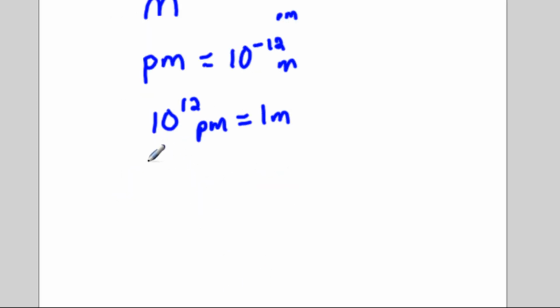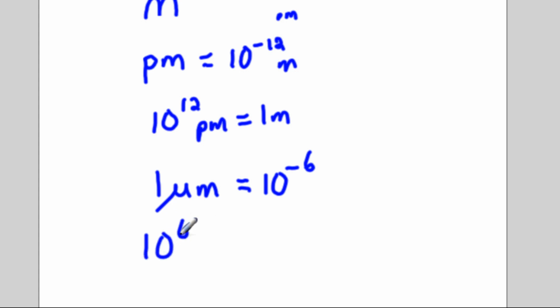Let's try the tug of war game some more. Supposing we have, for instance, 1 micrometer, and we know that that's equal to 10 to the minus 6 meters. Tug of war, a whole bunch of little guys: 10 to the 6 micrometers is going to be equal to 1 meter. A few more tries.